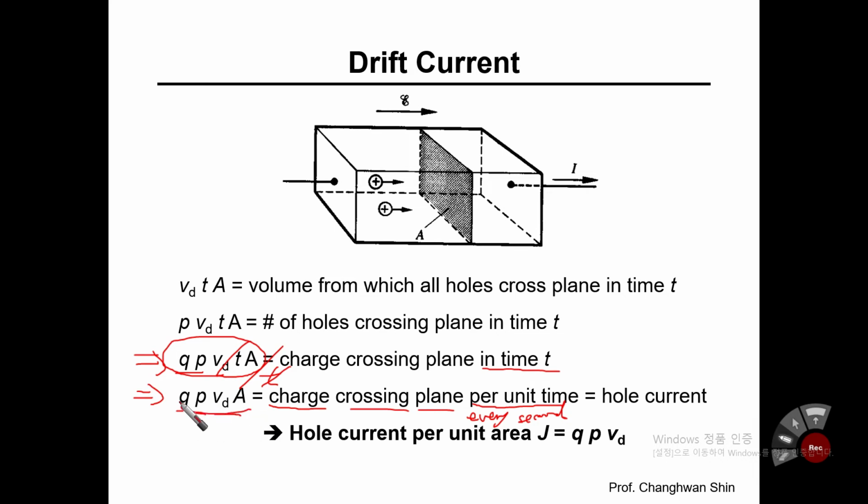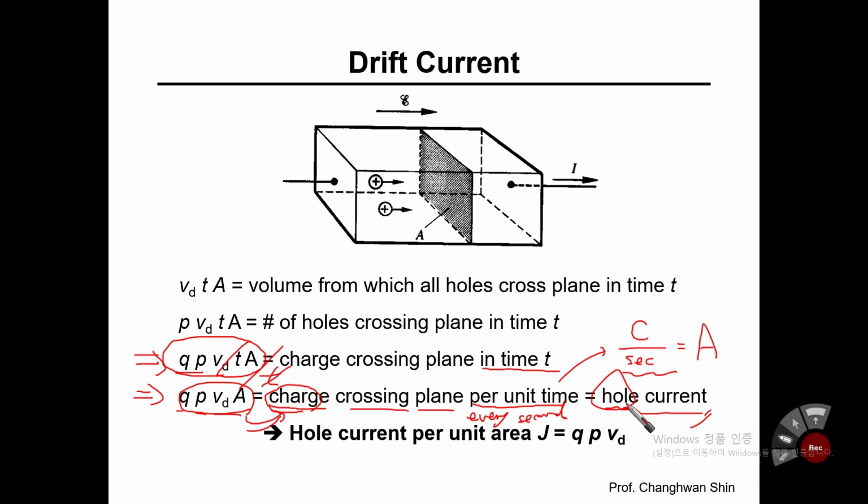So the physical meaning of this equation Q P V D A is total charge crossing the plane every second. So if I write down the unit for this phrase, every second total charge, what is the unit for this? Coulomb per second. What is this? Yeah, ampere. So QPVDA has the unit of ampere, which means QPVDA indicates the hole current, the current flow caused by holes.